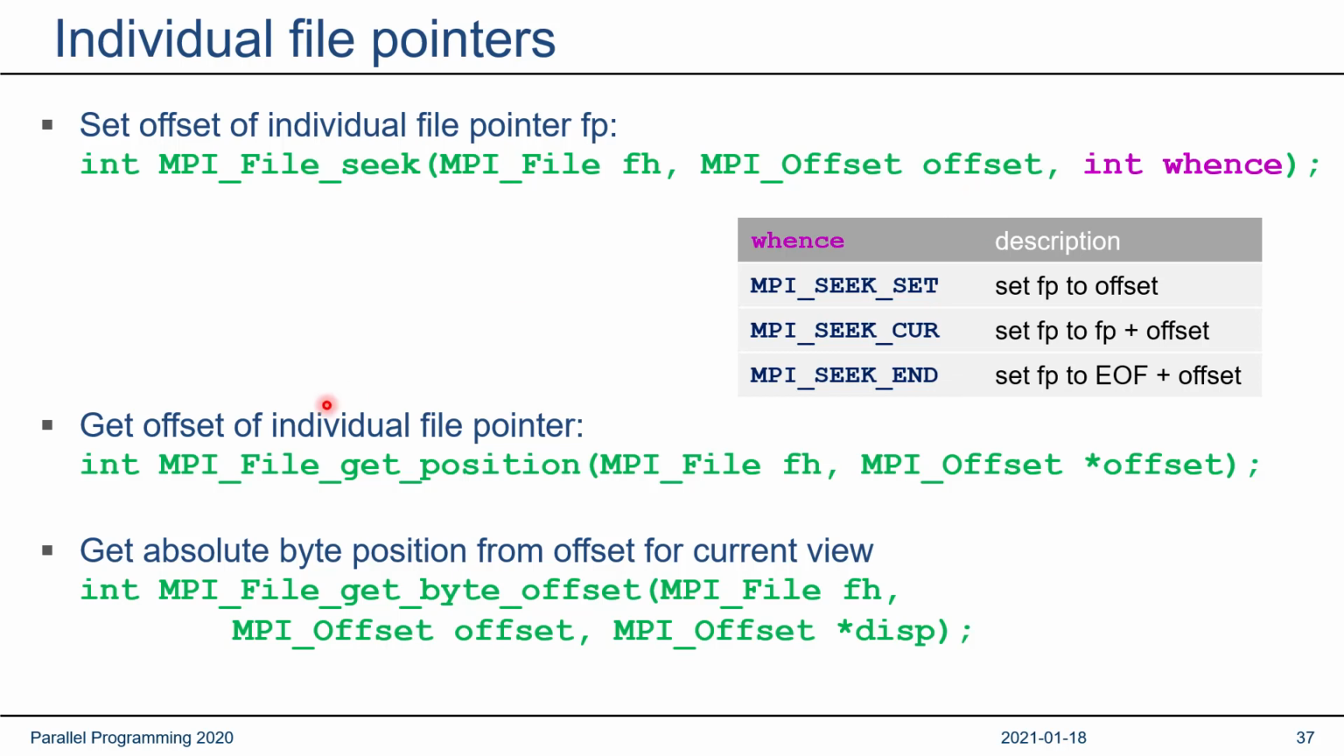You can request the offset of an individual file pointer by MPI_File_get_position. Remember that this offset is always given in units of the etype. If you want to convert that to the actual byte position within the file in order to do some reinterpretation or do something else that's not directly related to MPI-IO, then you can compute the actual absolute byte position by MPI_File_get_byte_offset. So here you specify the file handle, the offset that you just computed with get position, and what you get is the displacement as a byte displacement with the data type of MPI_Offset.